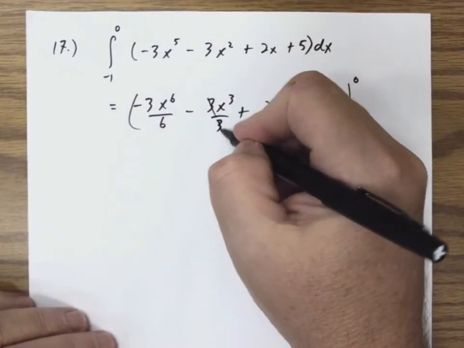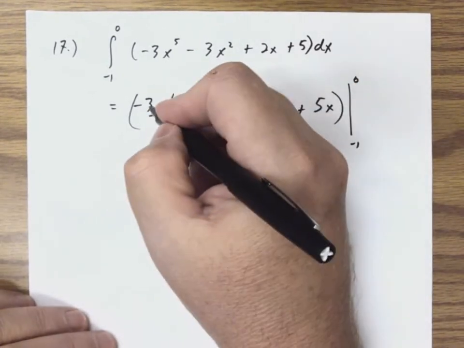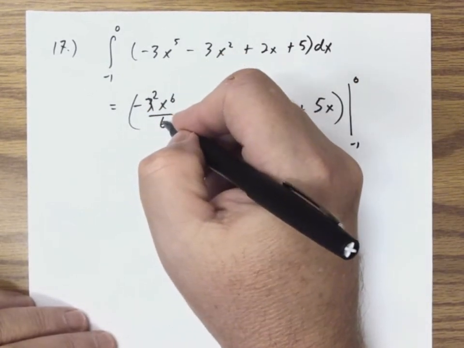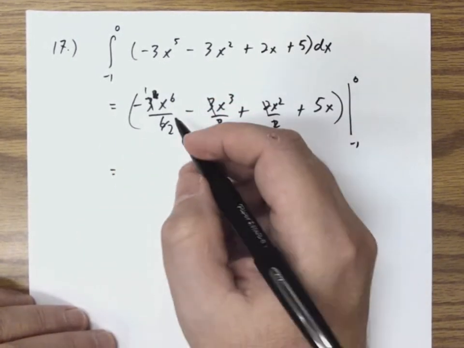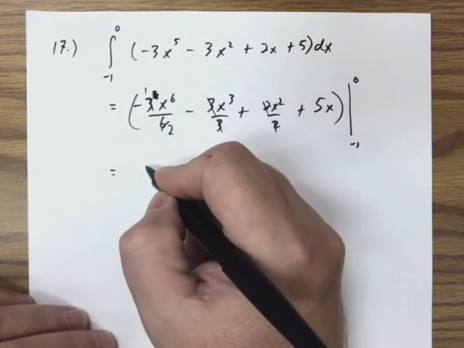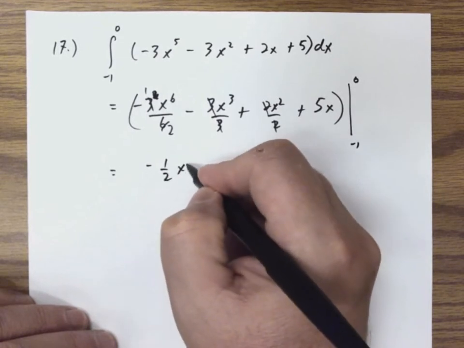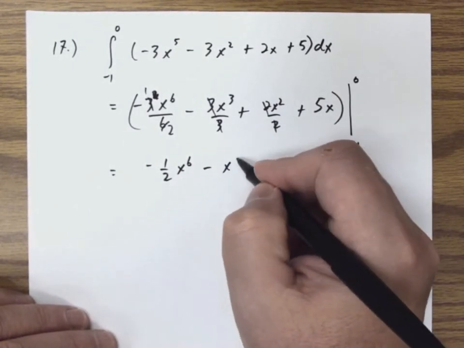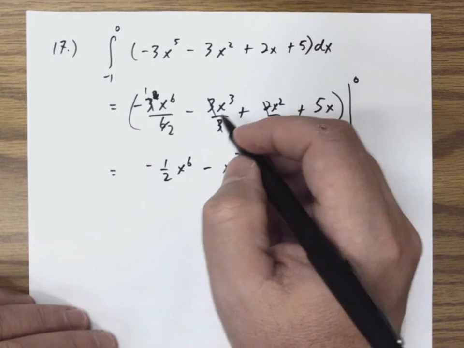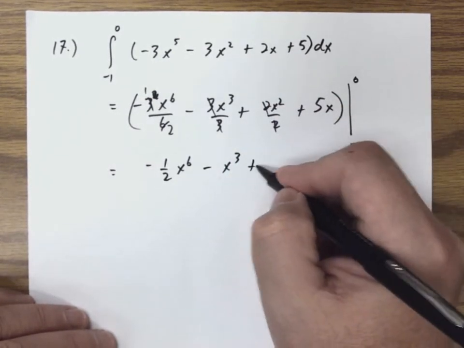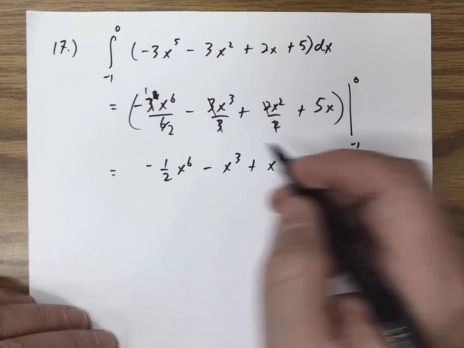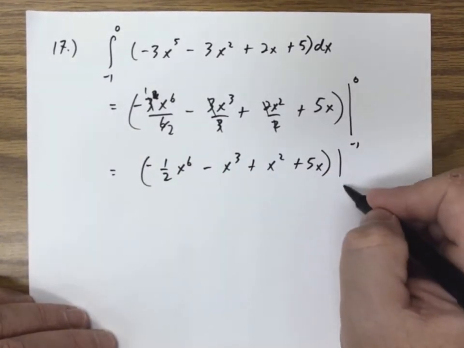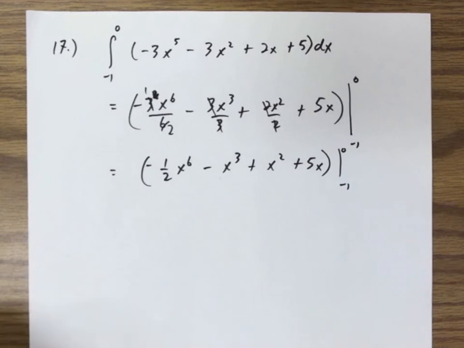First of all, the 3's cancel, and the 2's. This becomes 1/2. Let's just rewrite this to make it a little bit nicer. Negative 1/2 x to the 6th minus x cubed plus x squared plus 5x. Okay, evaluate it from negative 1 to 0.